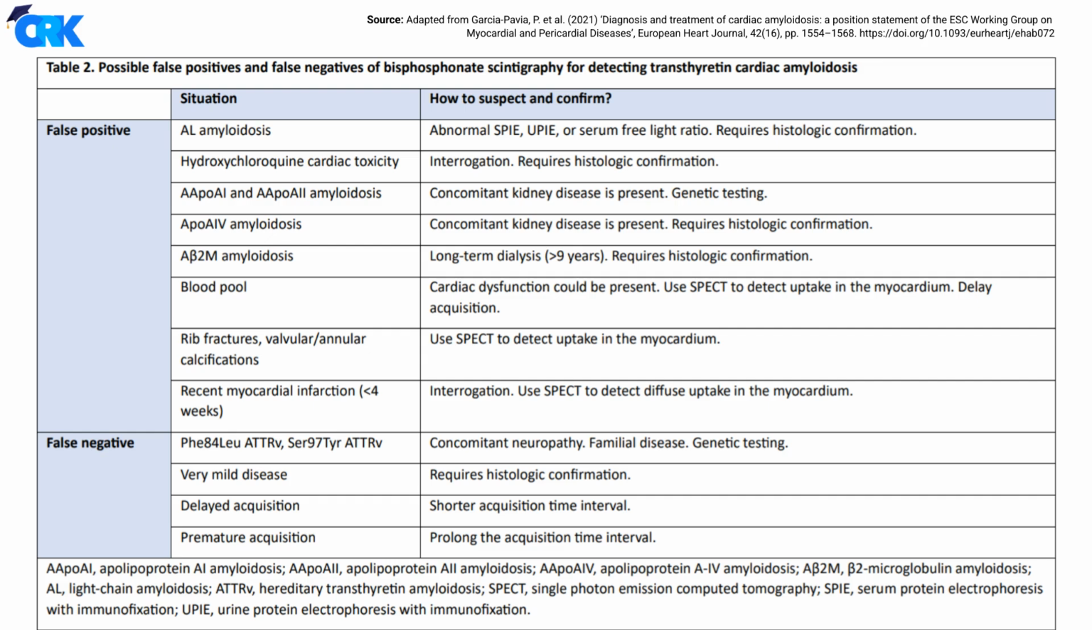Very mild disease. In early stages, the amount of amyloid in the myocardium may be insufficient to show on imaging. Biopsy remains the gold standard for confirmation. Delayed or premature acquisition, timing matters. If images are taken too early or too late, uptake may be missed or underestimated. Adjusting the acquisition window can improve detection sensitivity.